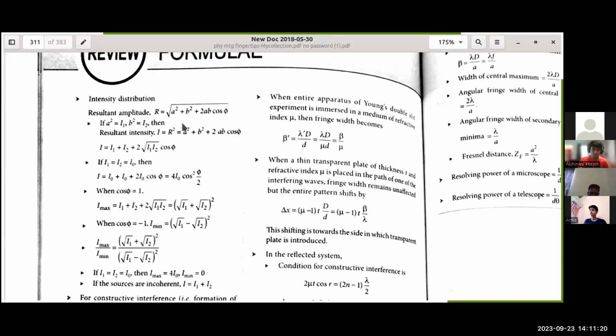Okay, you square both sides. First, you square both sides. You get R square is equal to A square plus B square plus 2AB cos phi. And then R square is what? Resultant intensity. So the resultant intensity is I1 plus I2 plus 2 root I1 I2 cos phi.